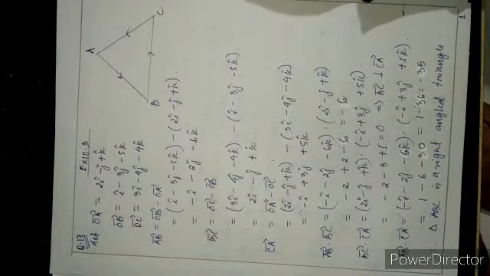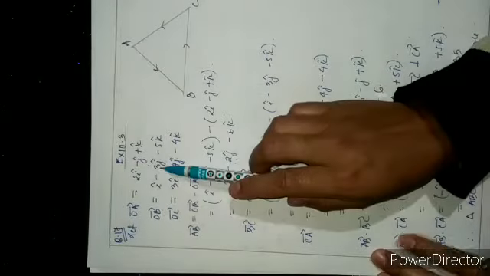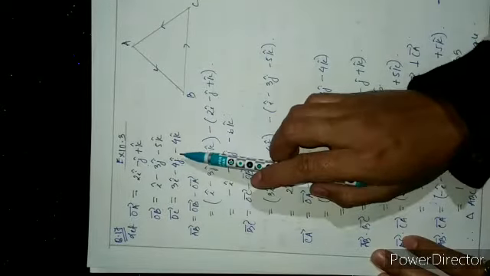Question number 17 is an important question. First draw a triangle ABC. Let the position vector of A be the first vector, the position vector of B the second vector, and the position vector of C the third vector.